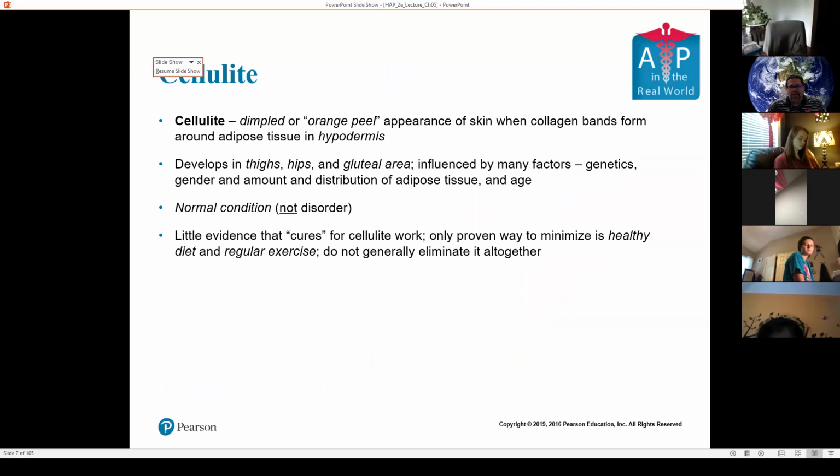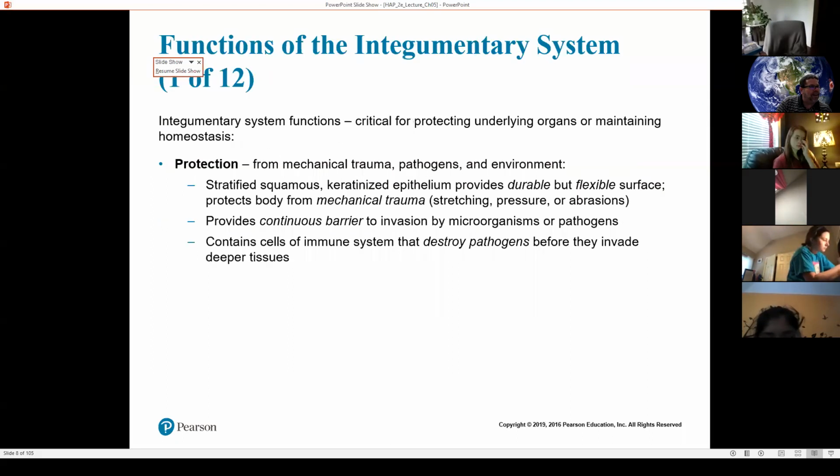All right, here's a fun one to talk about. How many of y'all have dealt with cellulite, right? Little dimples or orange peel appearance of skin when collagen bands form around adipose tissue in the hypodermis. Develops in the thighs, hips, and gluteal areas. And look at this. It is not a disorder. It's a normal condition that is affected by genetics, gender, how much adipose you have, and your age. Very little can be done to cure it. So in other words, you can't buy any chemicals to really fix it. To minimize it, eat right and exercise regularly, but that still doesn't keep you from getting cellulite. Okay? So you can be a workout queen and still get cellulite.